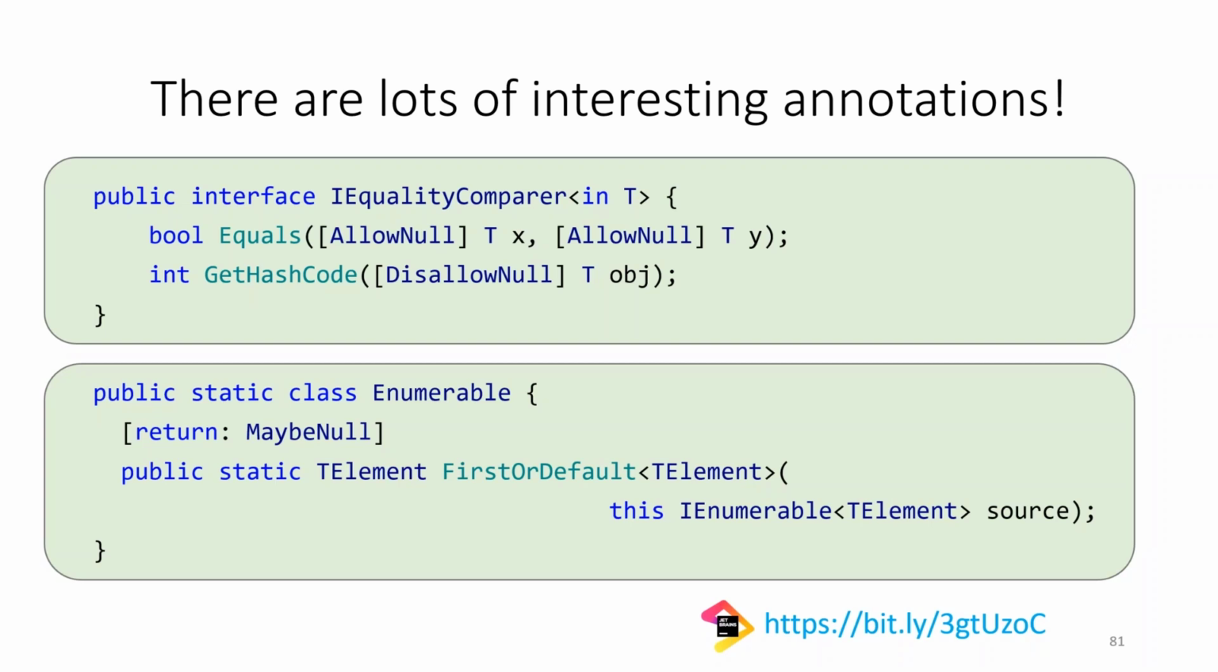If you're interested in differences between allow null and maybe null attributes, please check the link below the slide when this recording will be online.